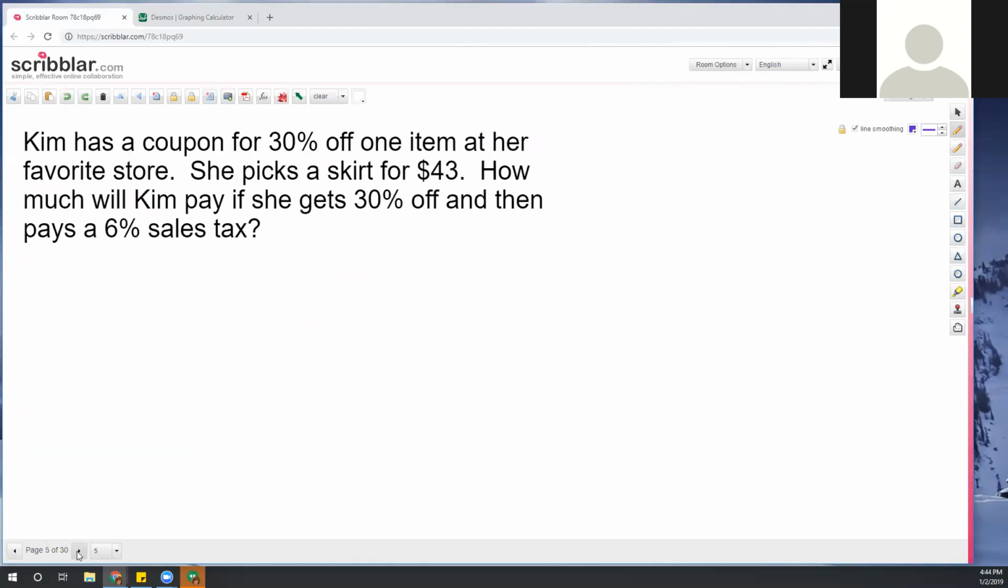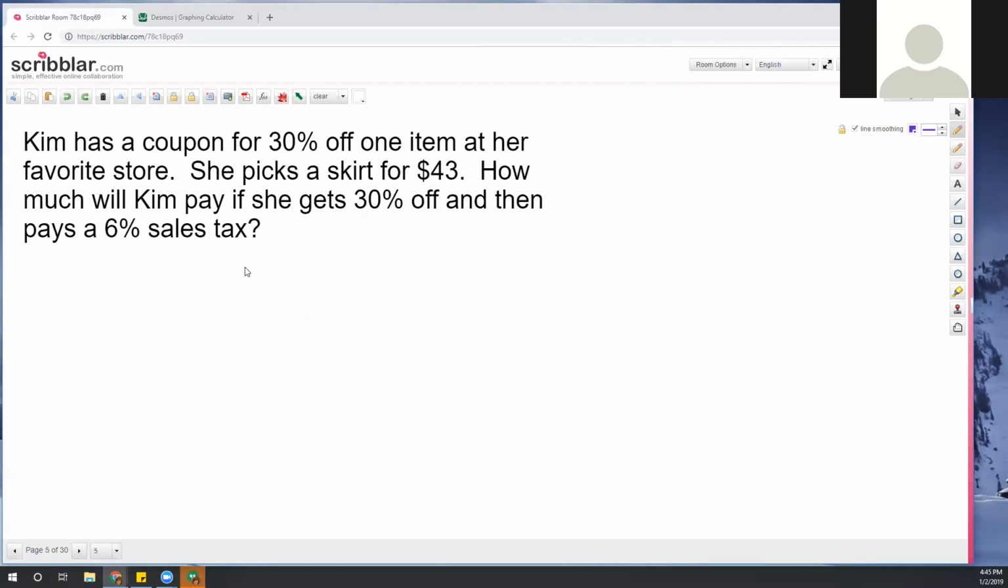So now we have a percentage problem. So again, a calculator on this one is just going to be 100% necessary. We must have a calculator with these percentages. So Kim has a coupon for 30% off one item at her favorite store. She picks a skirt for $43. How much will Kim pay if she gets 30% off and then pays a 6% sales tax?